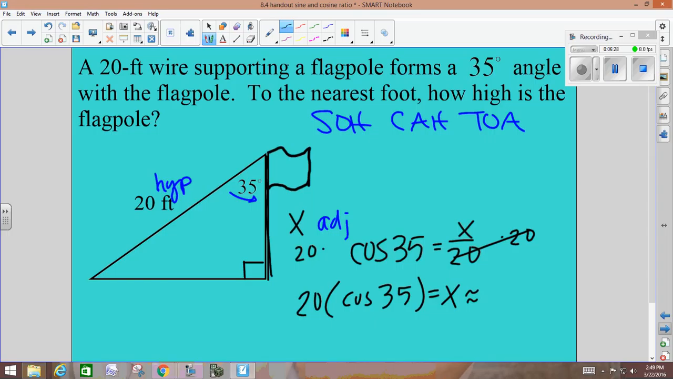What did you guys come up with? 16. Good. You should get 16. If you're not, rework it in your calculator so you know how to use it.